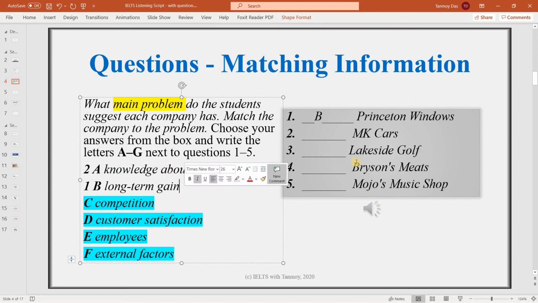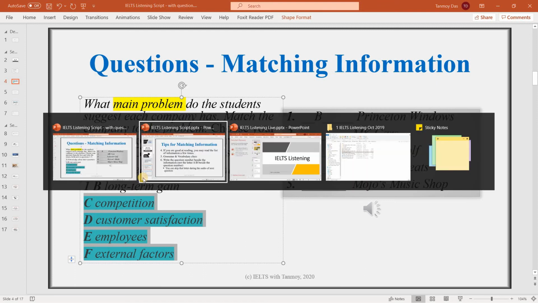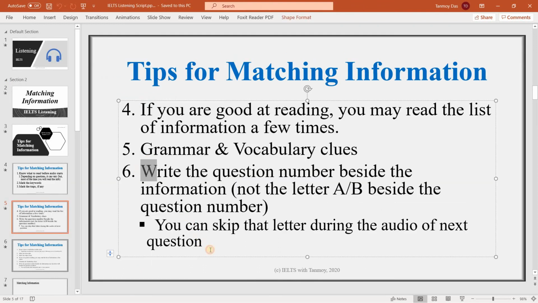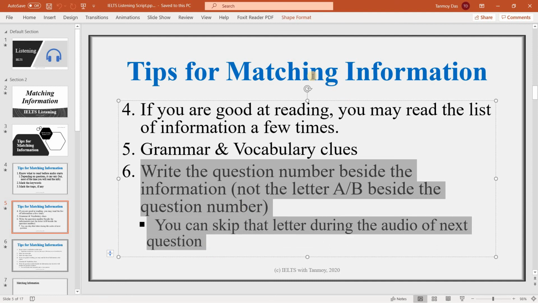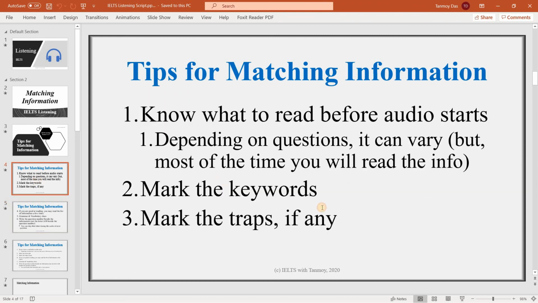So you can see for the remaining 3 questions, I will only look through these 4 answer choices because I already wrote 1 and 2 for list A and B. So you can see this point number 6 can be handy for your IELTS listening matching information type of questions. And let's get back here.